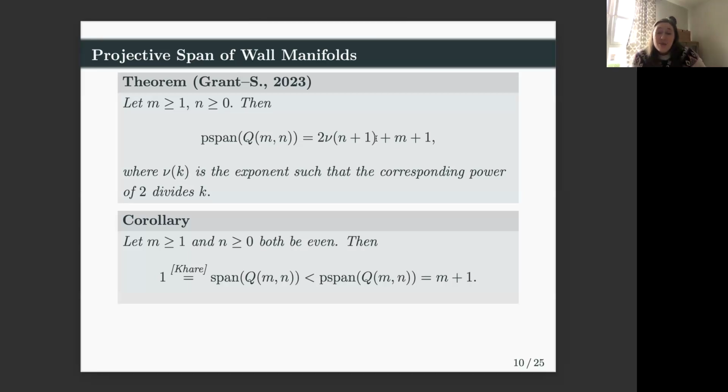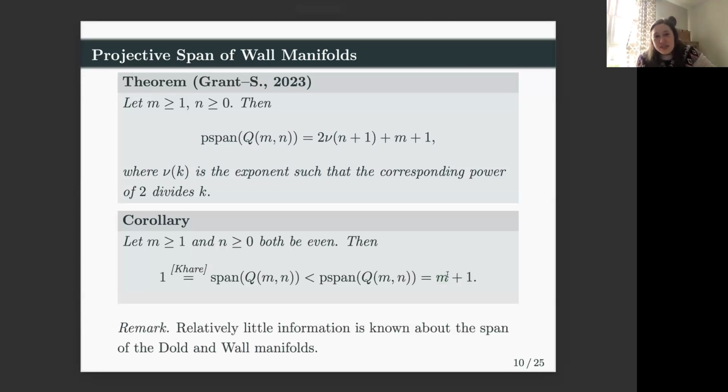In mostly every example we knew, the span and pspan only differed by 1. So it's really good to know that if m and n are both even, there's only one vector field on the wall manifold QMN. But our result says you can split off m non-trivial line bundles in addition to that single trivial bundle.